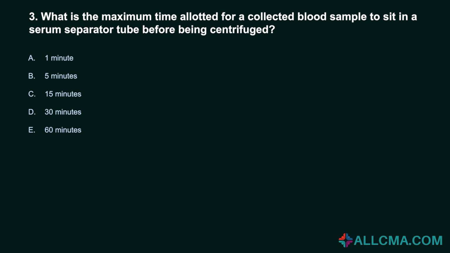3. What is the maximum time allotted for a collected blood sample to sit in a serum separator tube before being centrifuged? A. 1 minute. B. 5 minutes. C. 15 minutes. D. 30 minutes. E. 60 minutes. Correct answer: D. 30 minutes.